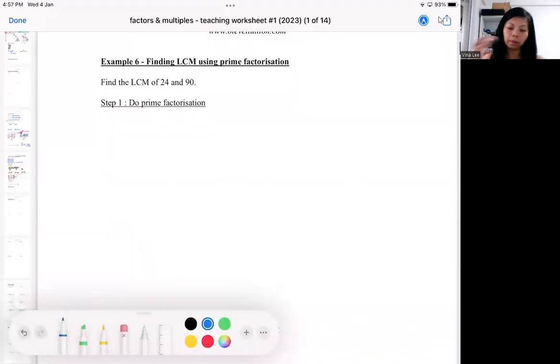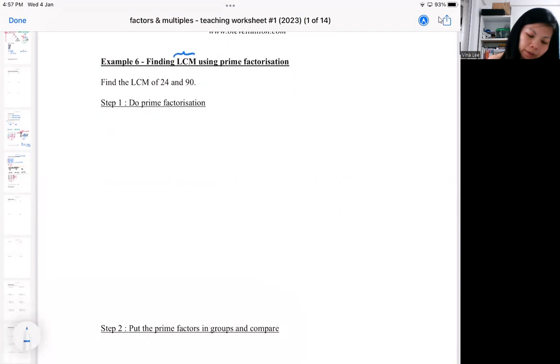Okay, so we're coming to the part where if you are asked to find LCM. So again, what does LCM stand for? It stands for the lowest common multiple. Maybe you might not have an understanding of this yet. So what are called multiples? For example, take 24.